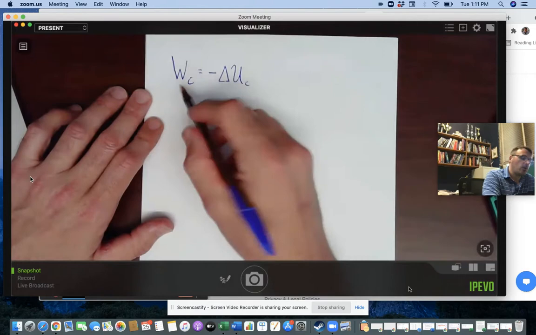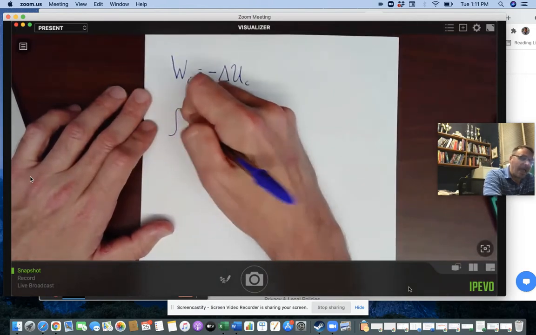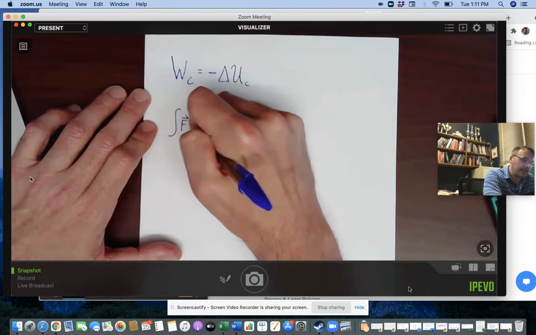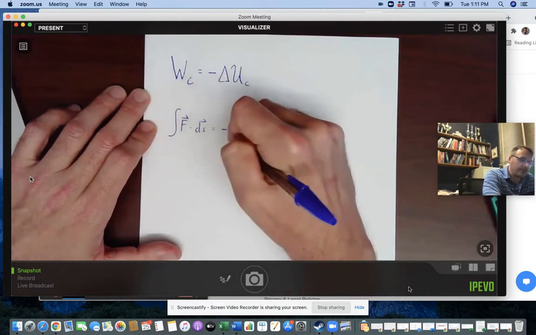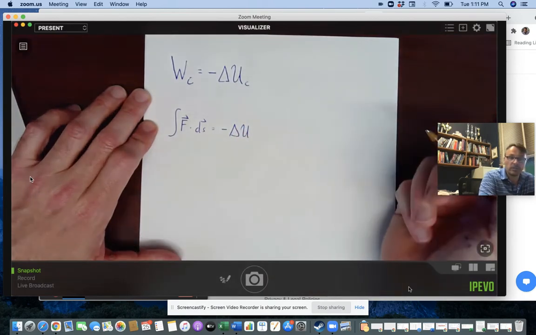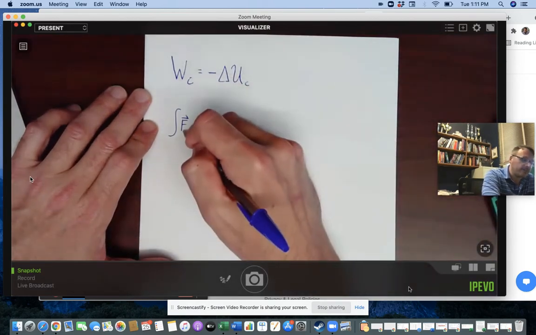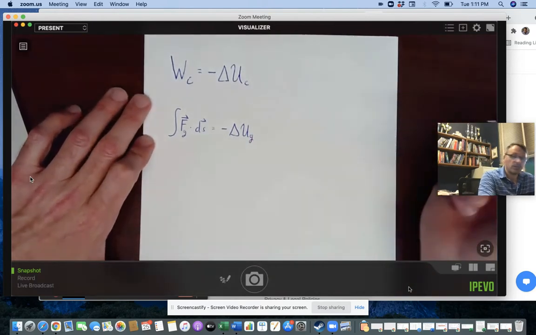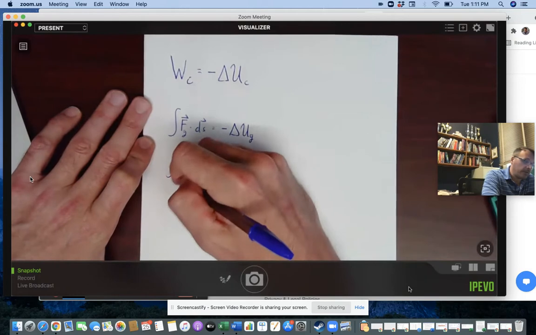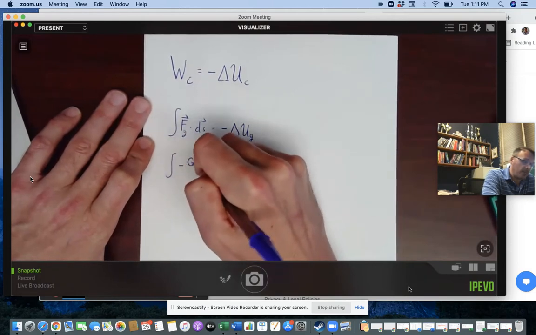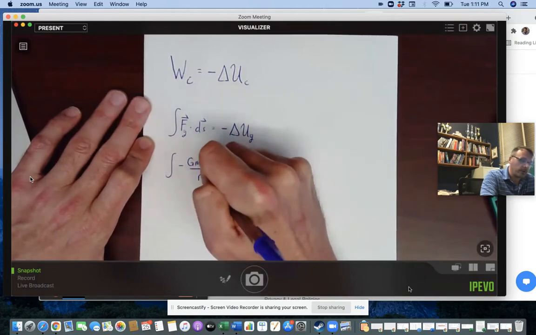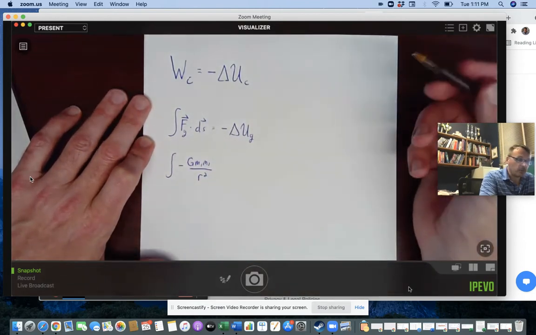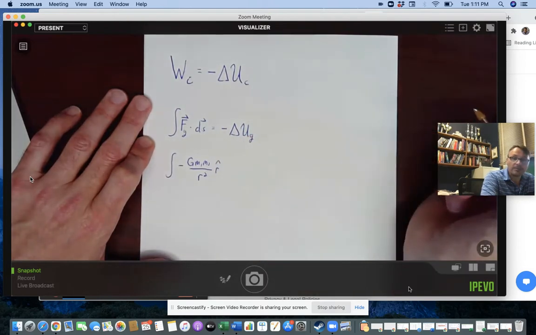Okay, so we know that work is F dot ds, right? So that F dot ds is going to equal the negative change in the potential energy associated with this conservative force. So this is going to be Fg dot ds is equal to negative delta U. All right, so here we go. What I'm going to do is put in our negative big G m1 m2 over r squared. Now, in that dot product there, remember that this is times r hat.